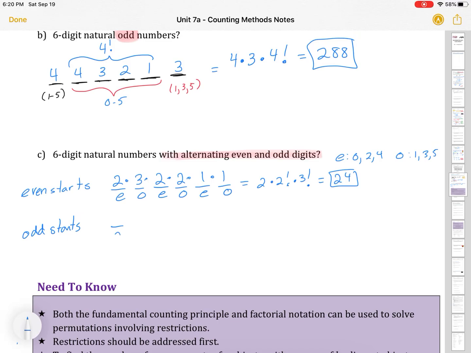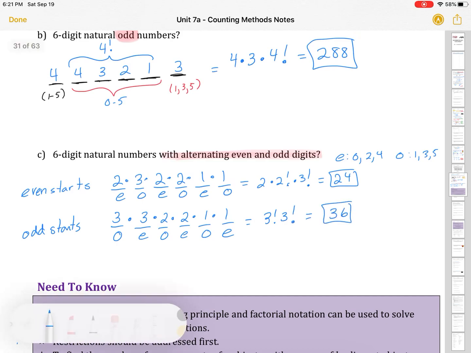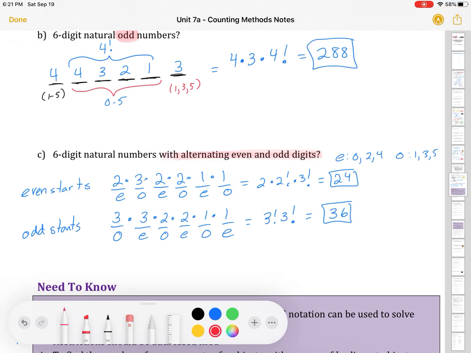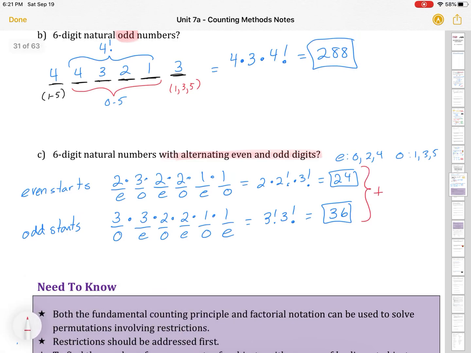Odd starts. We didn't say we have to start with even. It's just alternating. So we could do it starting with odd. So odd, even, odd, even, odd, even. So starting with odd, I actually have 3 choices because none of those 3 digits are 0. Then for even, I have 3, then 2, then 2, then 1, then 1. So I actually have 3 factorial times 3 factorial, which is 36.